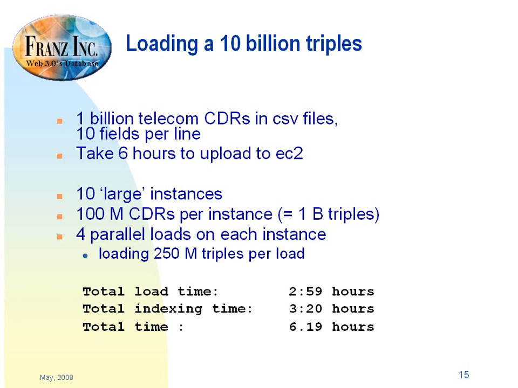And what we got is the following time. The total load time was roughly 3 hours. The total indexing time was 3 hours and 20 minutes, and the total time was just 6 hours and 20 minutes. Now, for people who have played with AllegroGraph, this might seem fast, but one of the really cool things about telecom detail records is that there are hardly any unique strings in these fields of the triple store.